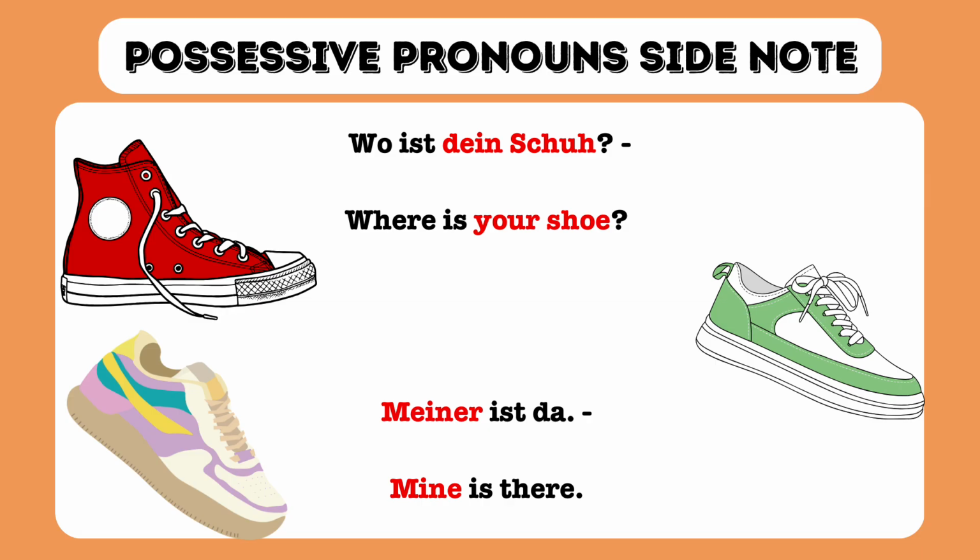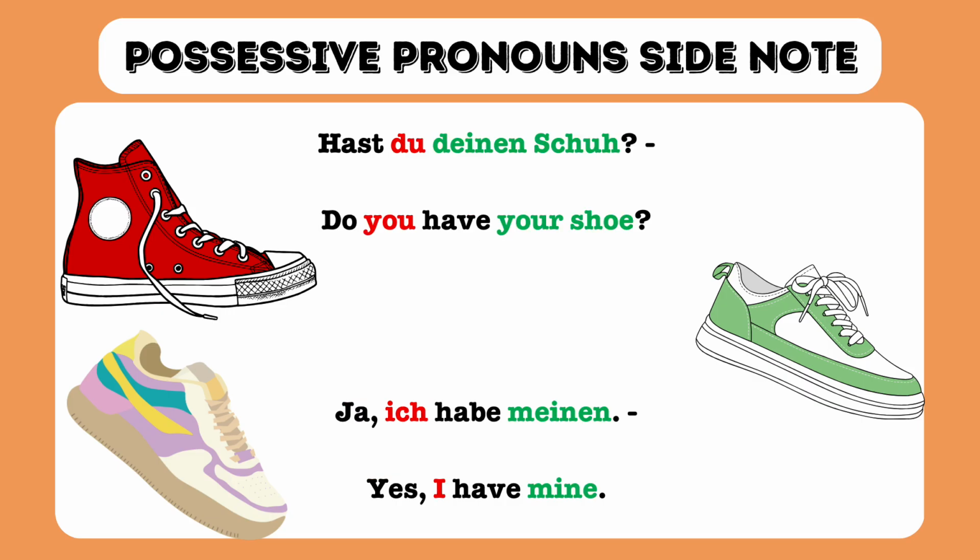Here are a few more examples of how you might use this. Wo ist dein Schuh? Meiner ist da. Where is your shoe? Mine is there. Meiner is used here because this is in the nominative case, referring back to a masculine noun, your shoe. Hast du deinen Schuh? Ja, ich habe meinen. Do you have your shoe? Yes, I have mine. Mine in this one is referring back to a masculine noun again, but this time using it as the direct object. So we say meinen instead of meiner.